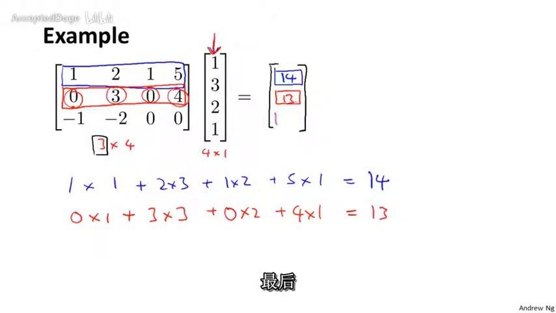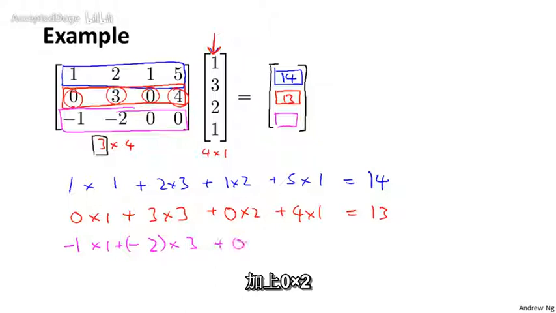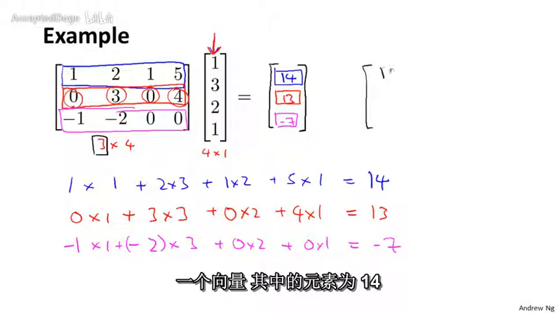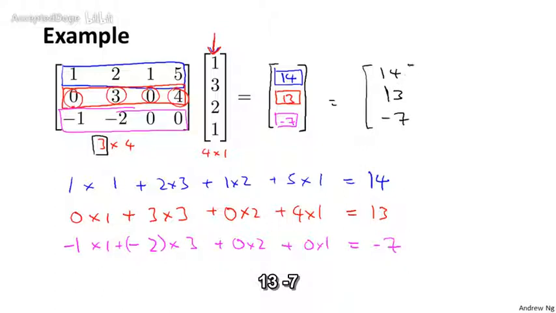And finally, for the last element, I'm going to take this last row. So I have minus 1 times 1, minus 2, or really this is plus negative 2, I guess, times 3, plus 0 times 2 plus 0 times 1. And so that's going to be minus 1 minus 6, which is going to be negative 7. Okay, so my final answer is this vector, just to write it out without the colors, 14, 13, negative 7.